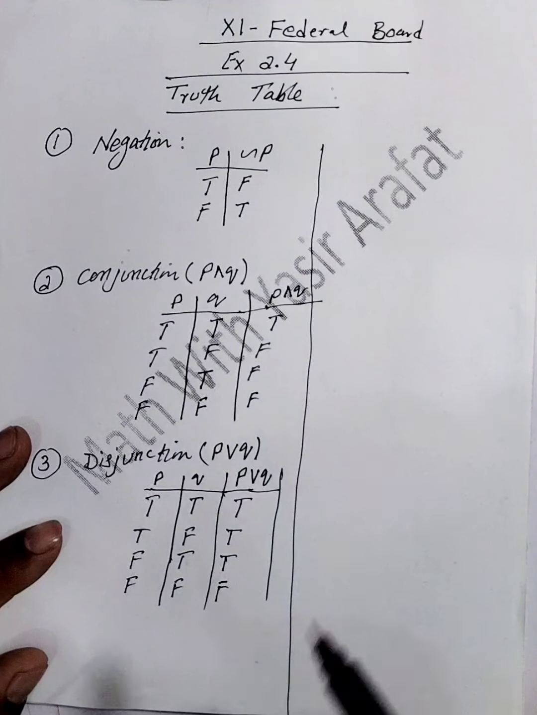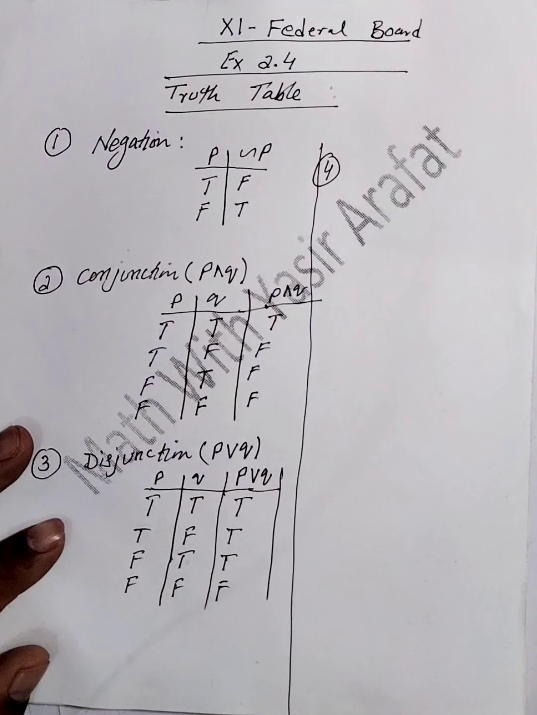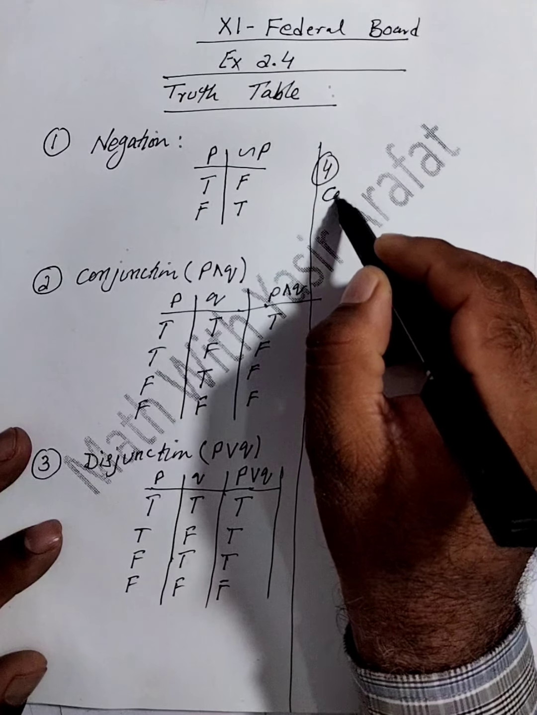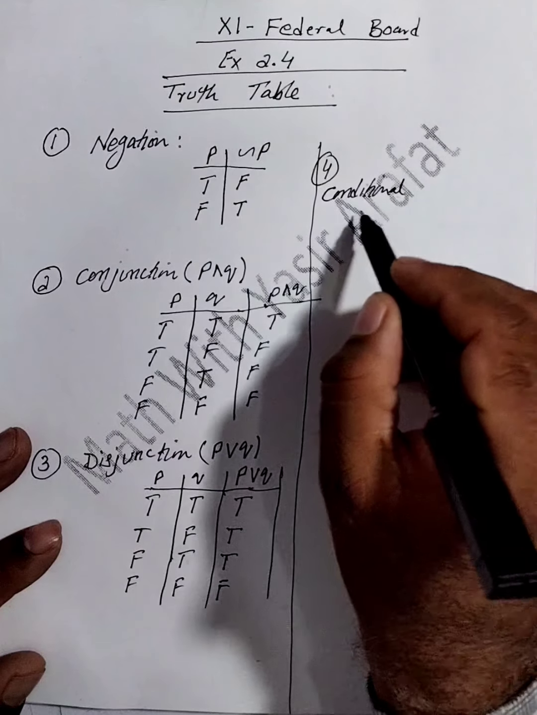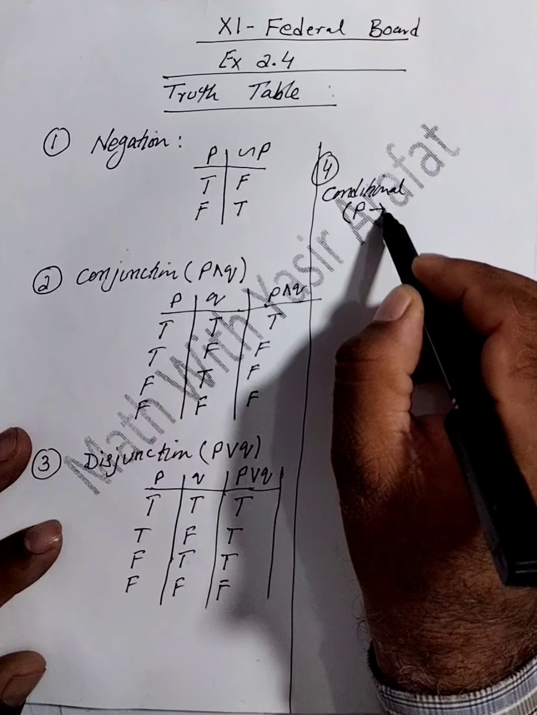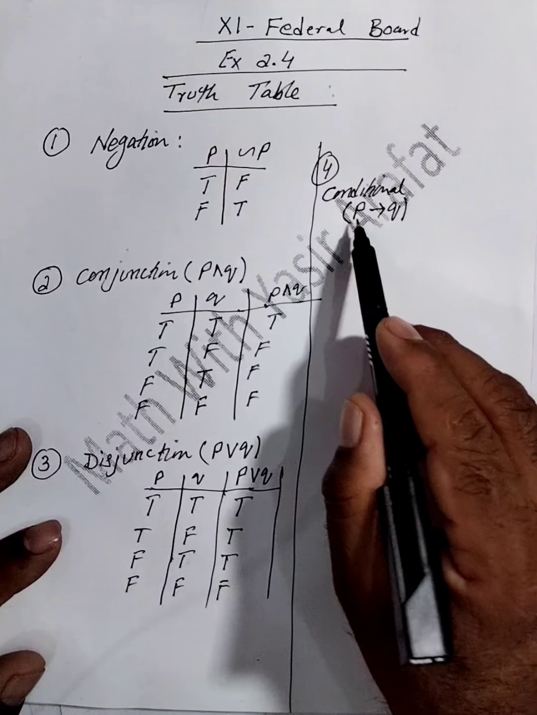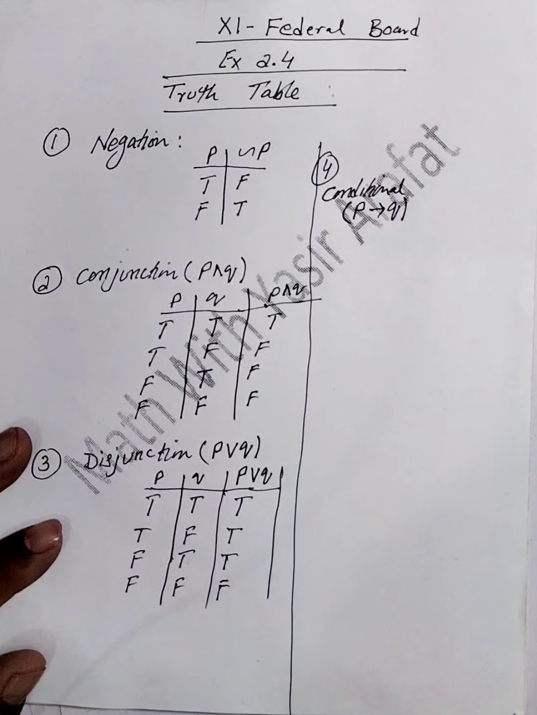Now come to the fourth part here, that is conditional statement. Conditional statement, that is P then Q. In this situation, P is called antecedent and Q is called consequent. The first statement is called antecedent and the second statement is called consequent, and in this situation we have to remember the condition for false here.